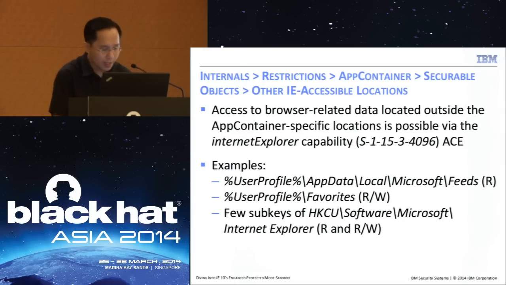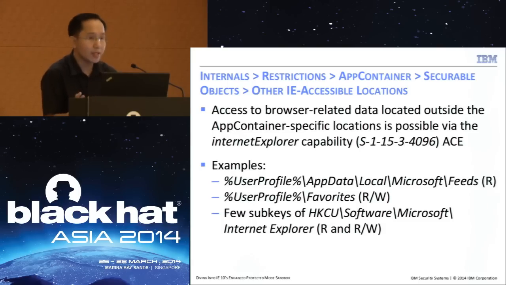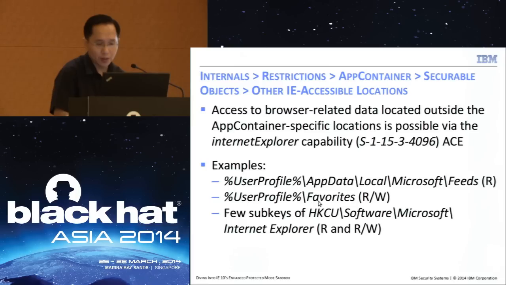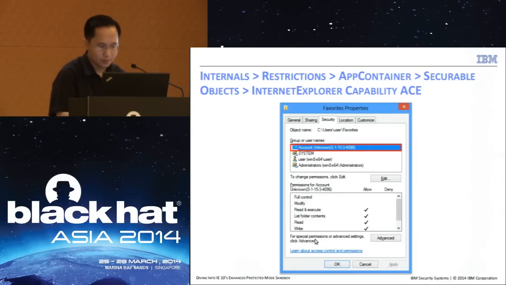Also, browser-related data located outside the app container-specific locations can also be accessed by the sandboxed IE because they have an Internet Explorer capability ACE. Examples of this are the feeds folder, the favorites folder, and a few subkeys of the user-specific Internet Explorer registry key. In this illustration, you can see that the favorites folder has a read-write ACE for the Internet Explorer capability.